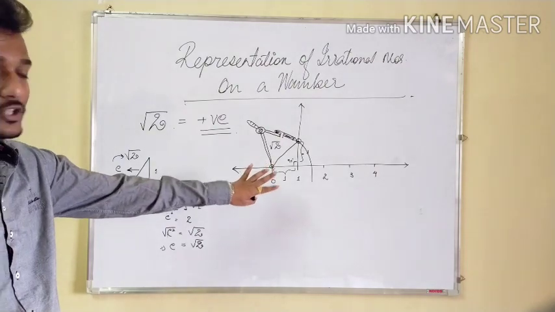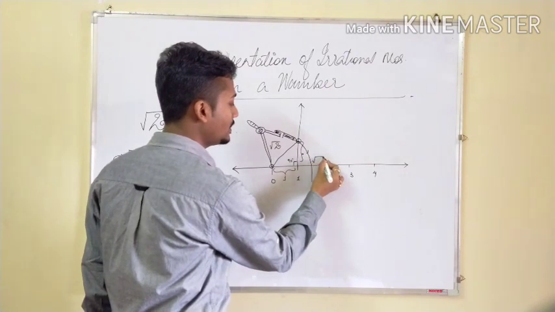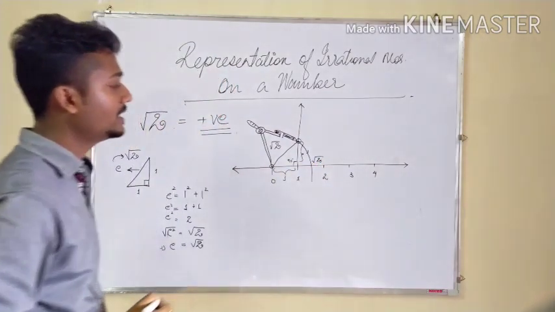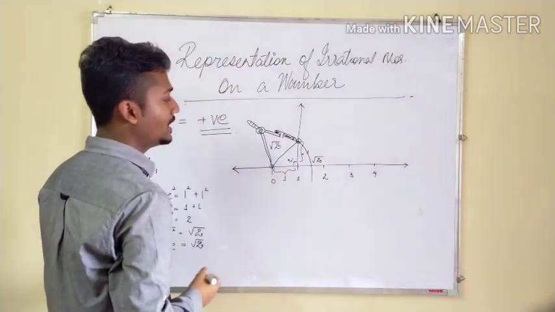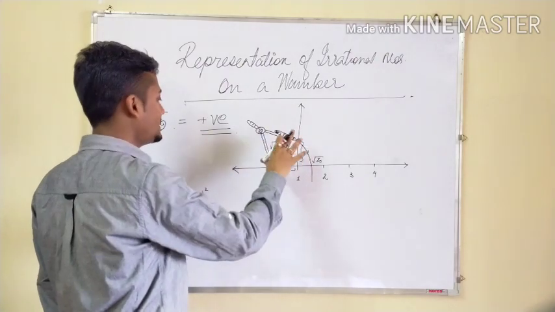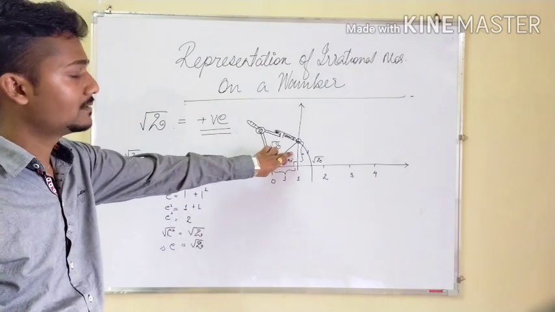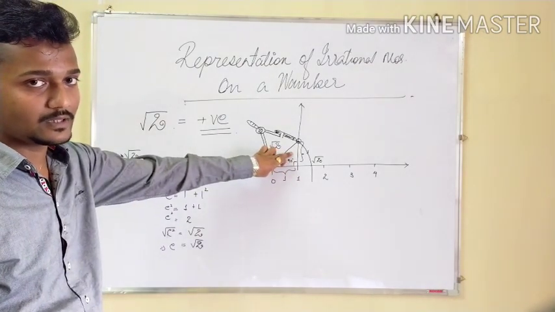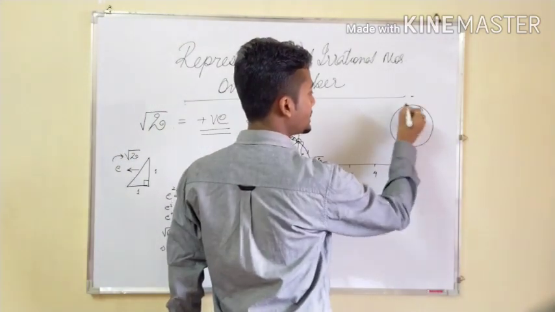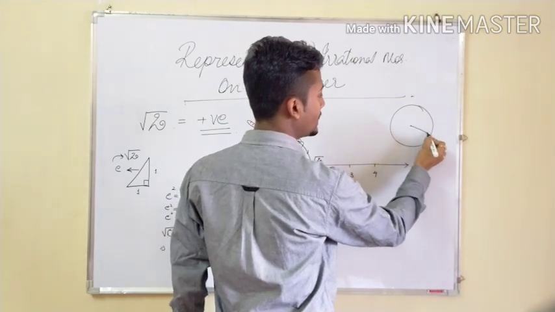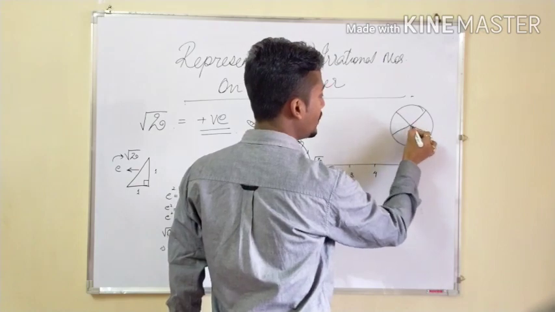Till this much it is clear. It should cut the number line, and wherever it cuts, it will be your required value, that is root 2. From here to here, it is root 2. Can you say which concept is used to represent root 2 here? Agreed. Pythagoras theorem was used. One more concept was used here, and that is, in a circle, all the radii of a circle are of equal measurement.